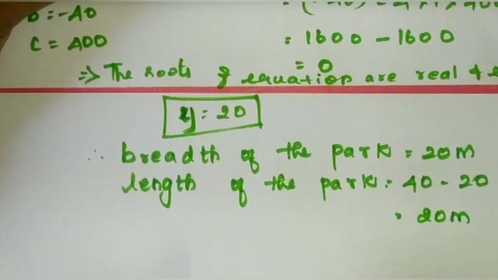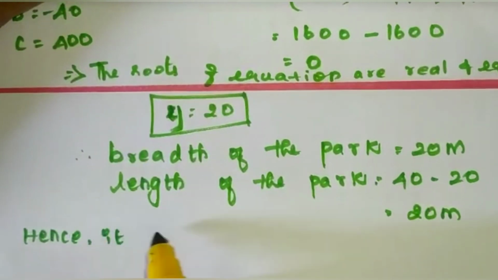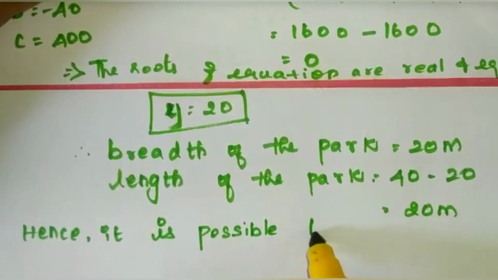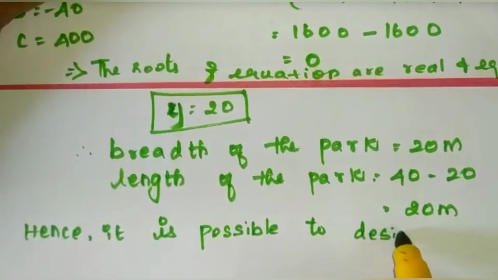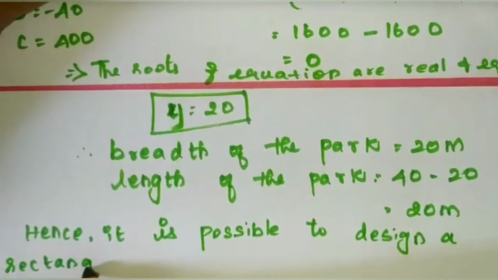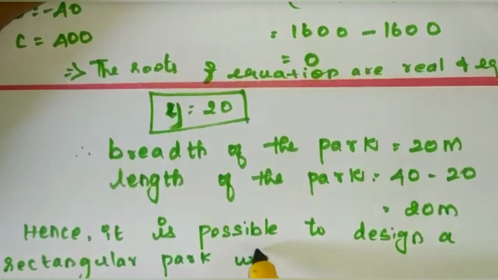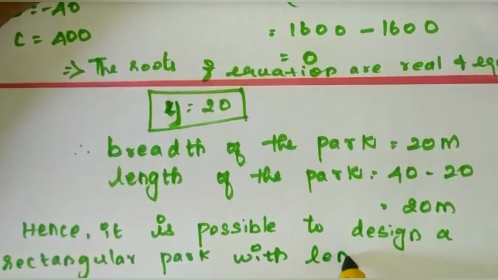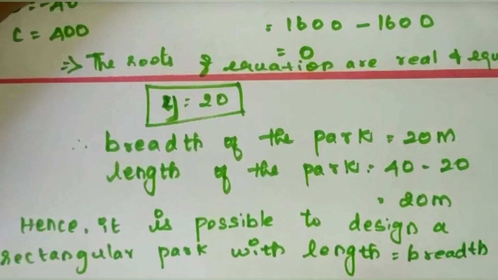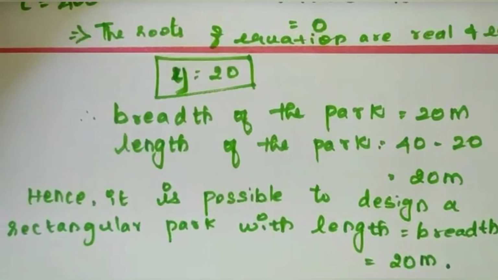We got the answer. So we can conclude that hence it is possible to design a rectangular park with length equal to breadth equal to 20 meter. Thank you.